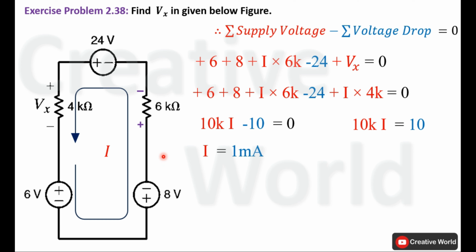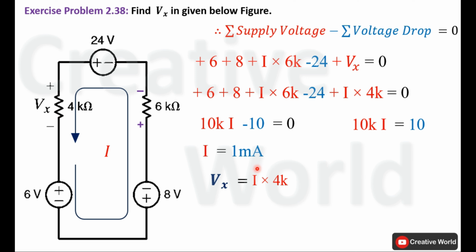Now we can calculate voltage across this 4 kilo ohm resistance, that is labeled as Vx. We know that in order to calculate voltage across any resistance, we should have two parameters. One is the value of resistance itself and the other one is current through it. In the previous step, we have calculated the value of current, so we are able to calculate voltage across this 4 kilo ohm resistance. So the equation of voltage Vx will be Vx is equal to I multiplied by 4k. Here I is taken with positive sign because current is entering from the positive terminal of this resistance.